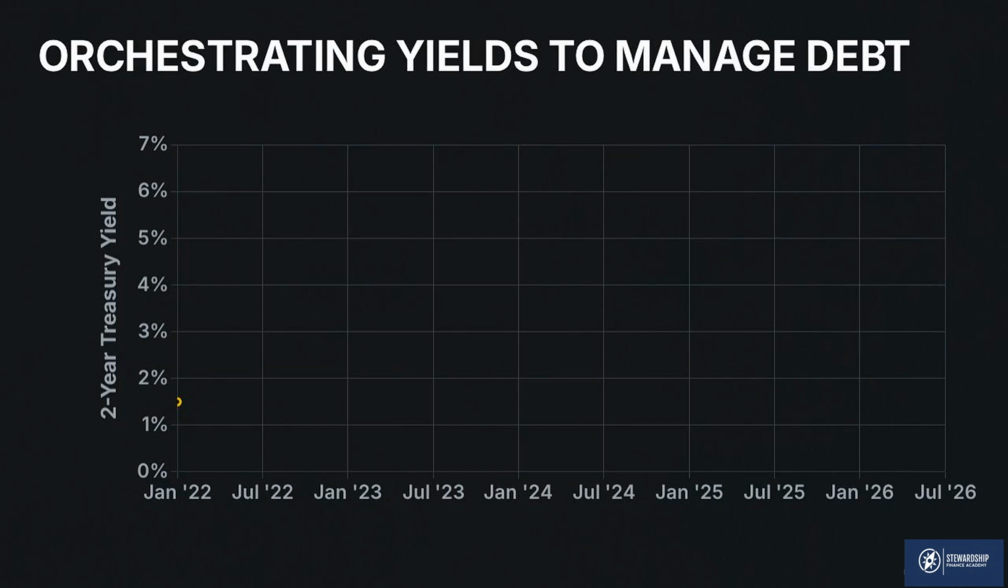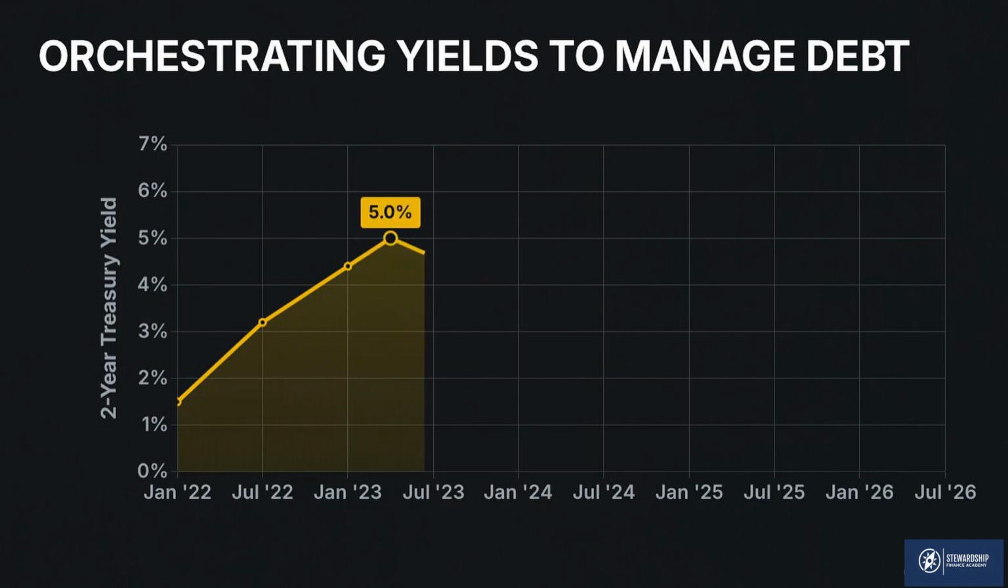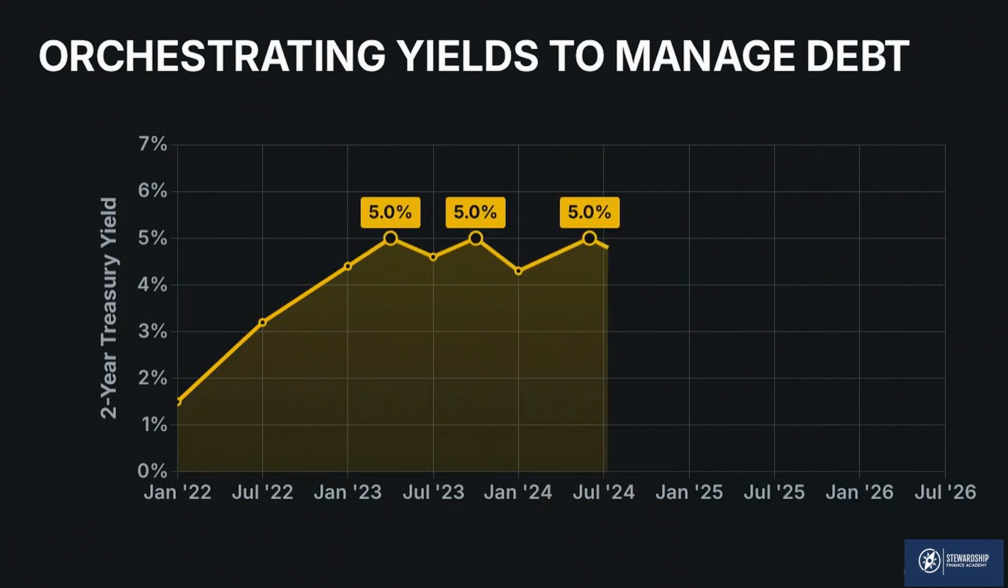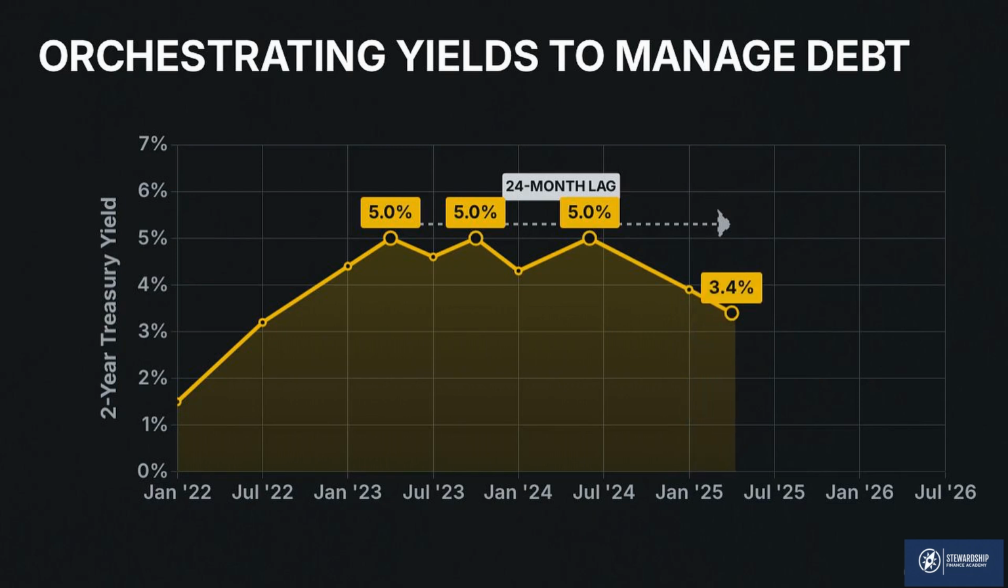This tracks the 2-year yield. The US borrowed massive sums at 5% during 3 spikes. When the early 2023 debt matured 2 years later, they launched a 2025 global tariff war, forcing capital into treasuries and driving yields down to 3.4%. Lowering that rate from 5% to 3.4% saved the government approximately $300 billion in debt service. We are seeing this exact cycle repeating right now.